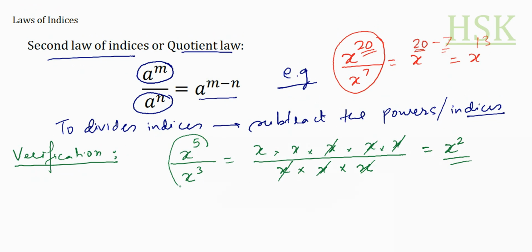Now, if we try to solve this by using the second law of indices, or quotient law, I'm going to get x to the power of 5 upon x to the power of 3 as equal to x to the power of 5 minus 3. To divide, you have to subtract the indices. So this will be equal to x to the power of 2.